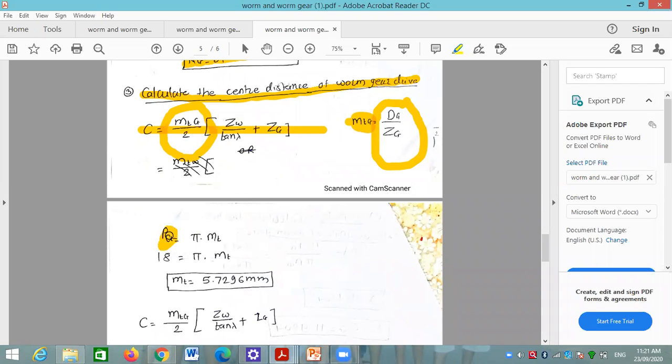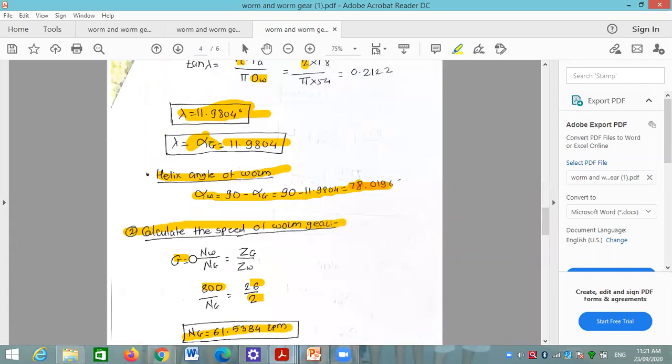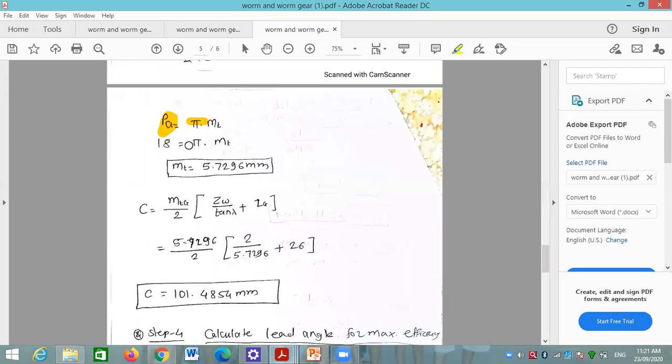PA is the axial pitch, and axial pitch is equal to pi into MT. We know that PA is given in the numerical, PA is equal to 18 mm. So we put PA equal to 18 as pi times MT. MT is the transverse module. By using this, we can calculate MT, and the transverse module is equal to 5.7296 mm.